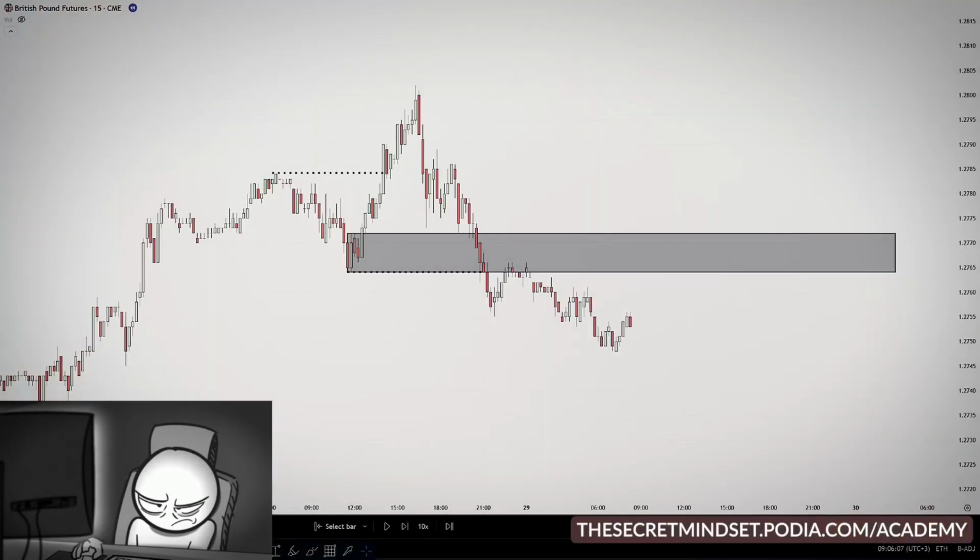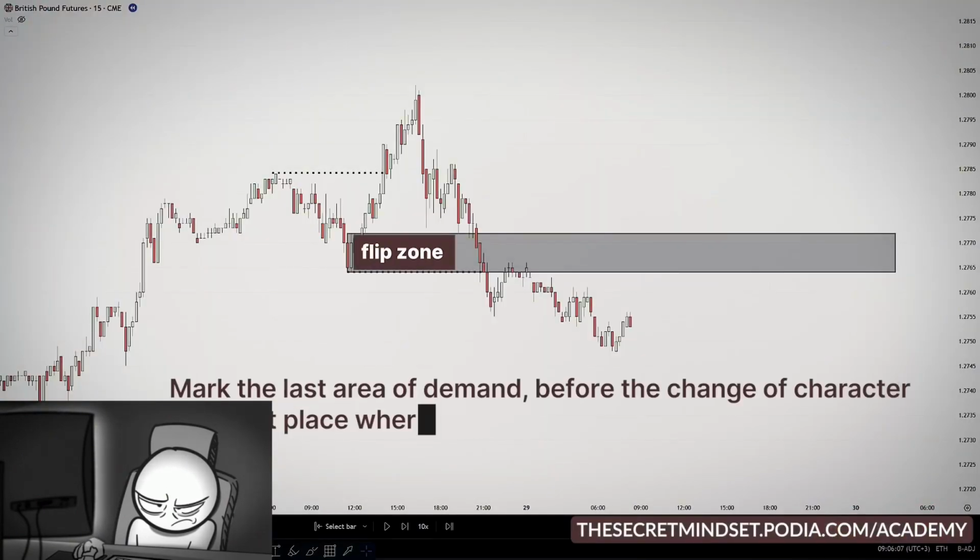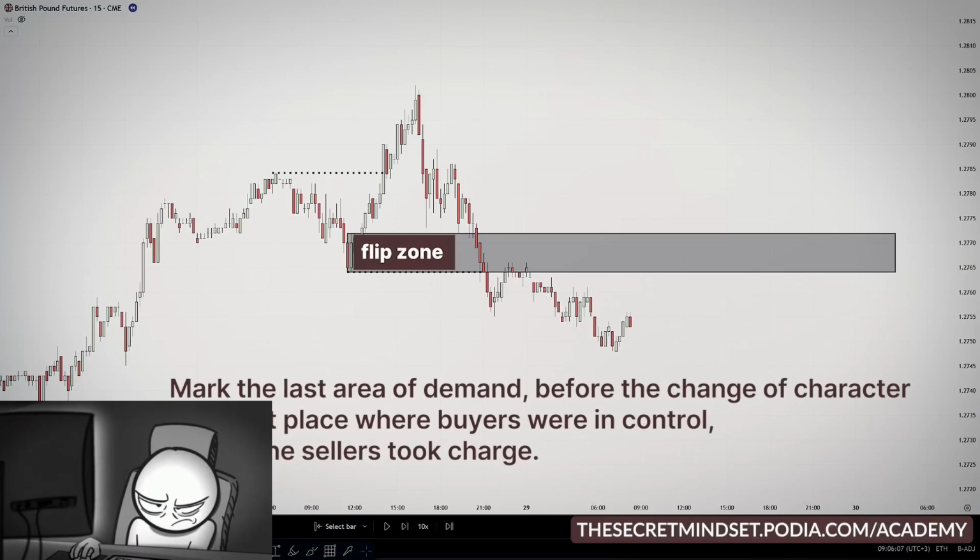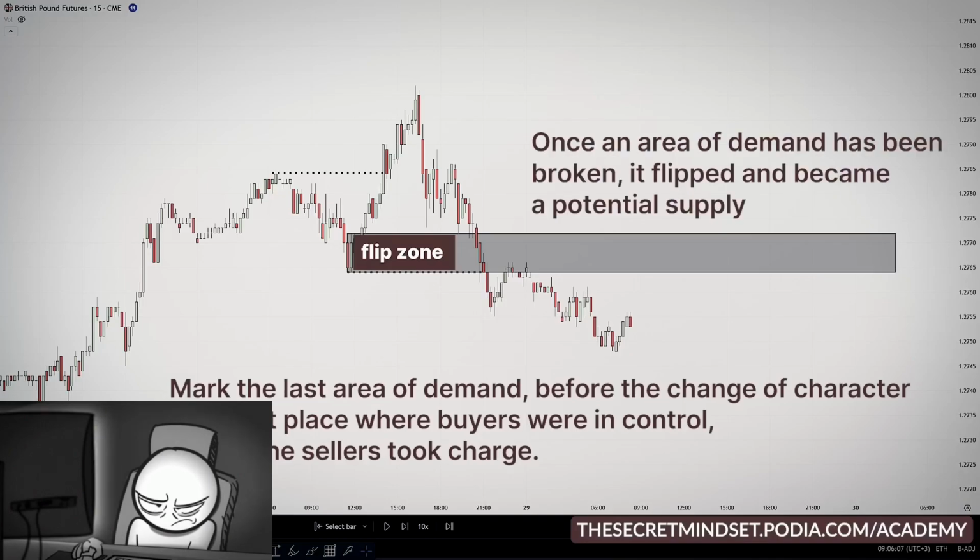Next, we identify the last area of demand before the change of character. This area becomes significant because it's the last place where buyers were in control before the sellers took charge. This is an important concept. Once an area of demand has been broken, it flipped and became a potential supply, so a possible zone with selling pressure. And we already know that big players often use these areas to enter short trades.